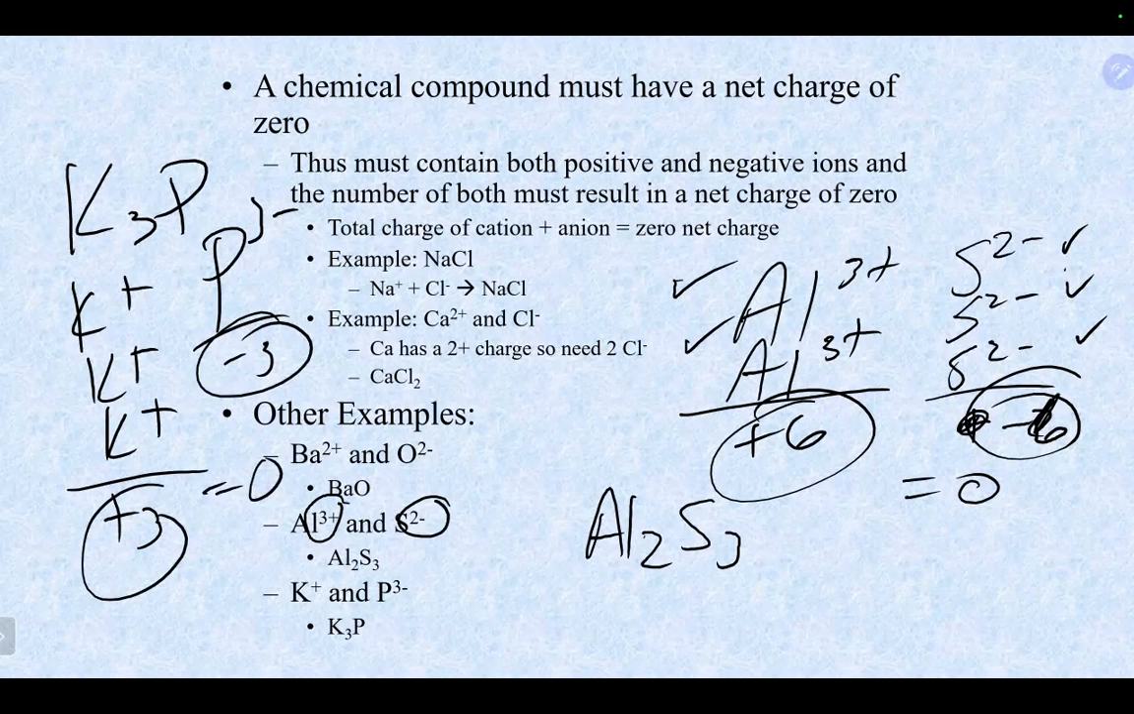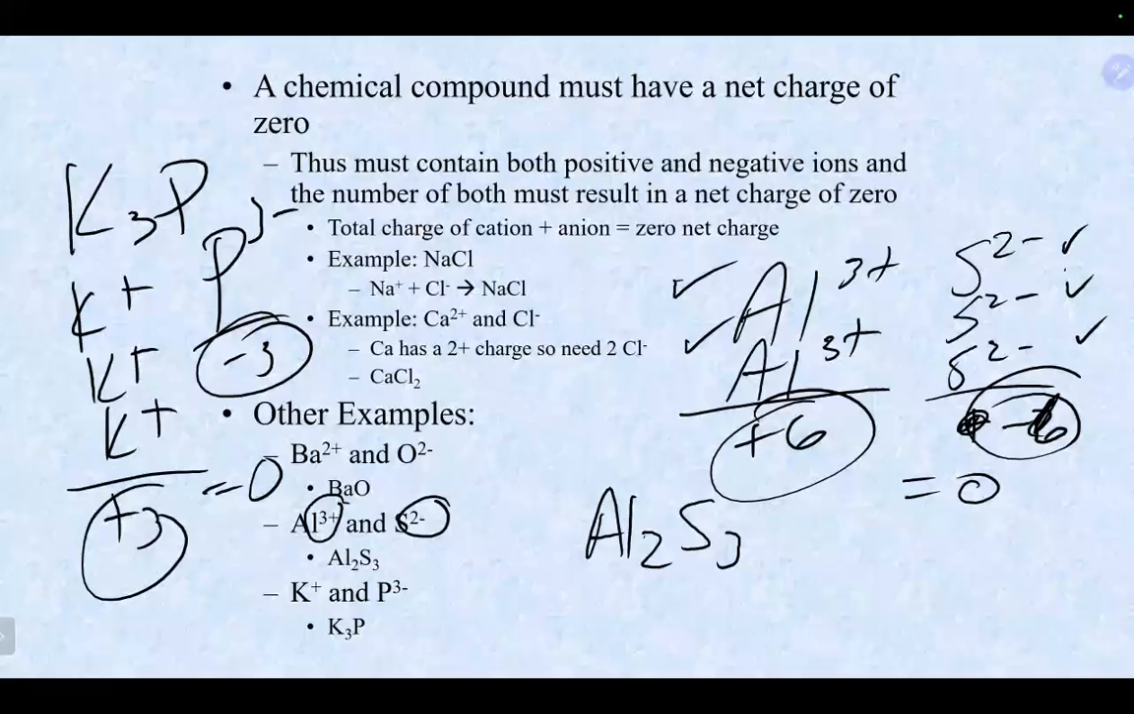In terms of the name, when we would put the names together, in this case, this would be barium oxide, ide. This would be aluminum sulfide, ide. Potassium phosphide, ide at the end of it, would be the name of those guys. Question on putting them together? We'll talk more about it when we get to naming officially.